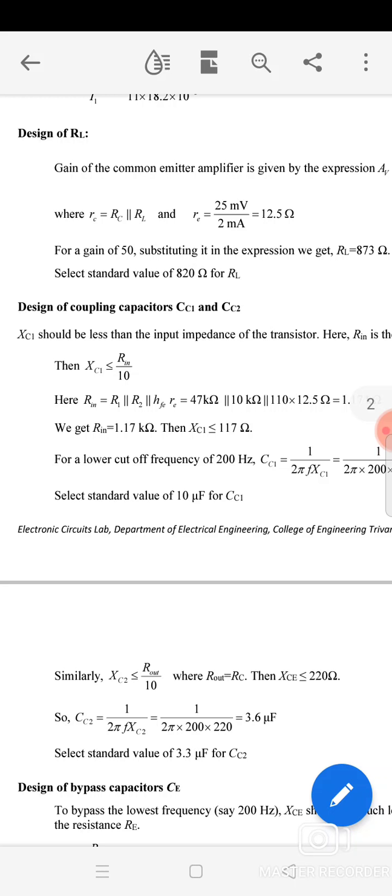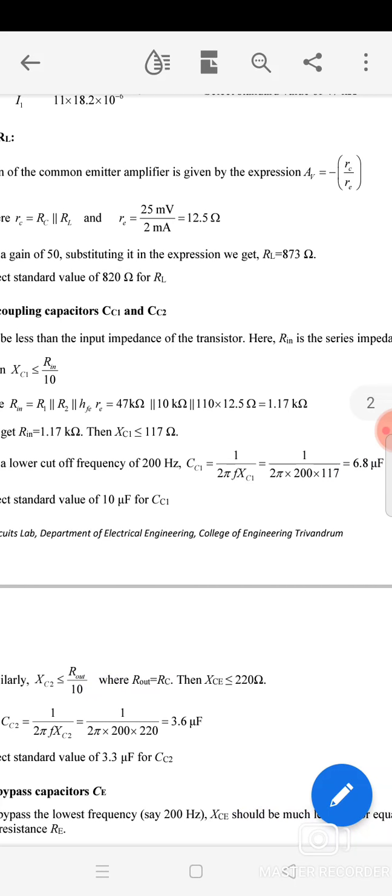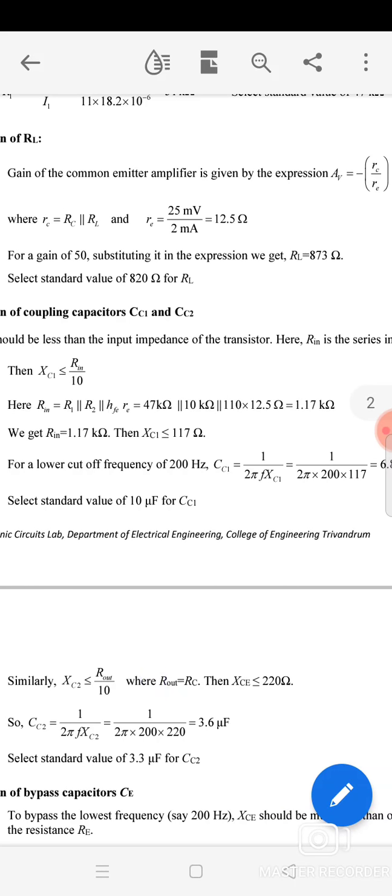and Re, where R1 is 47 kilo ohms and R2 is 10 kilo ohms, in parallel with HFE and the Re value. HFE is assumed there as the current gain, and Re is also found by implementing all those values. There the Rin value is 1.17 kilo ohms.